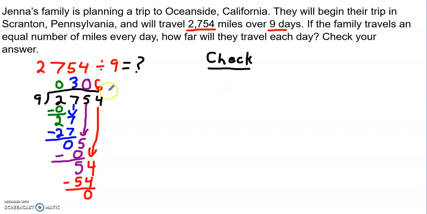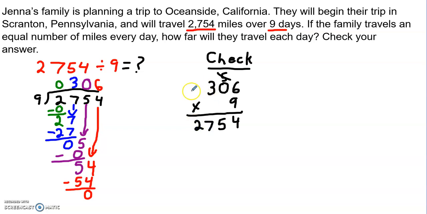A check, you always take the quotient, your answer of 306, times your divisor. So I write 306 times my 9. And let's check. So 6 times 9 gives me 54. So I bring down the 4 and I carry the 5. 9 times 0 is 0 plus the 5 gives me 5. And then 9 times 3 is 27. So I write 27. I have no more numbers here and nor do I have any other addition.